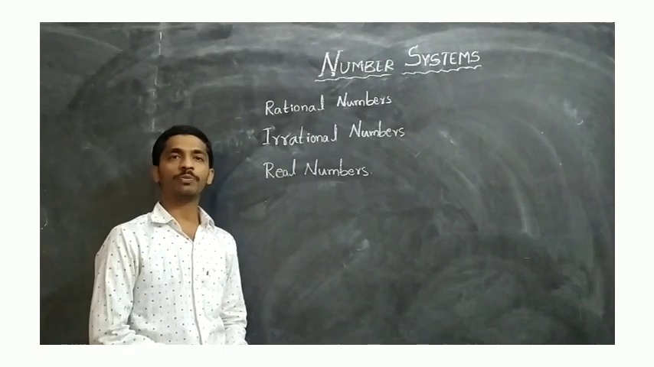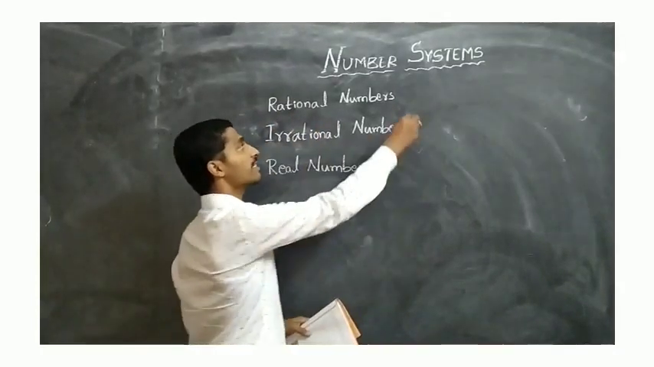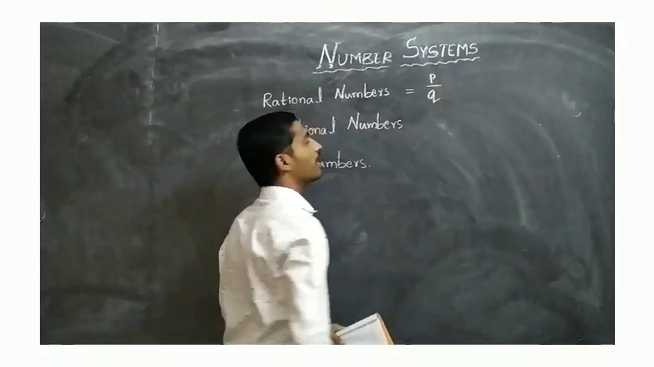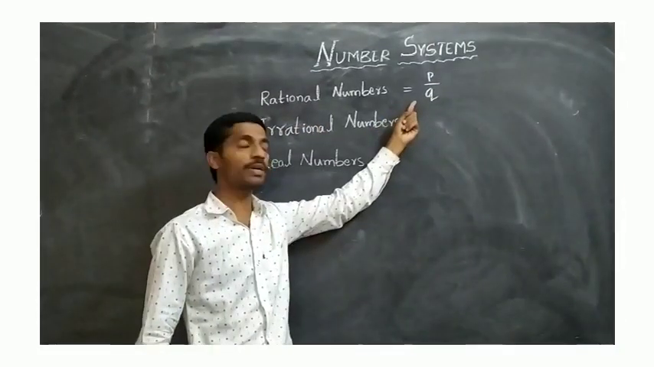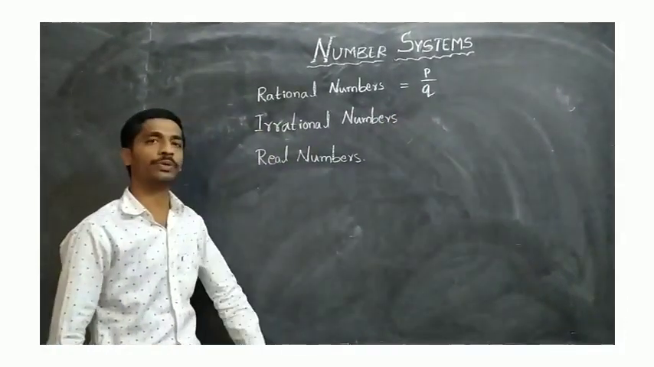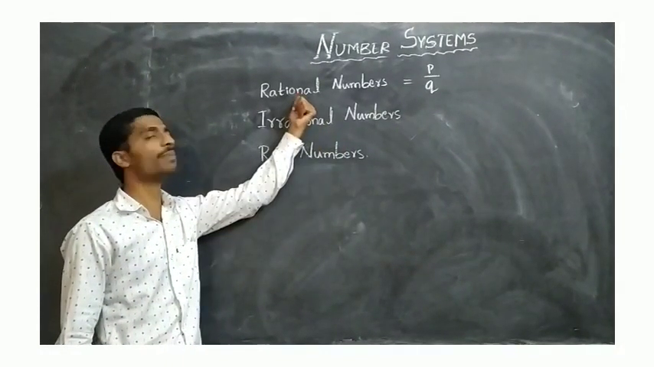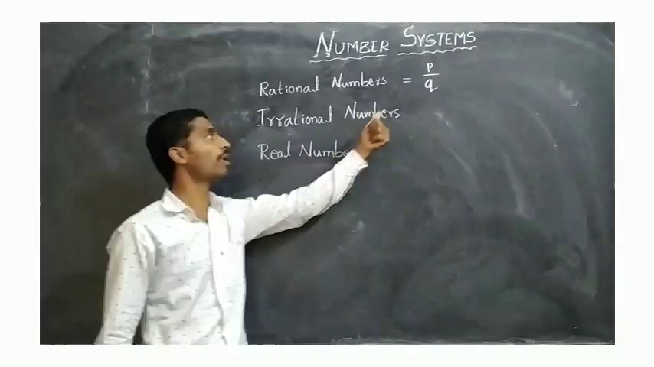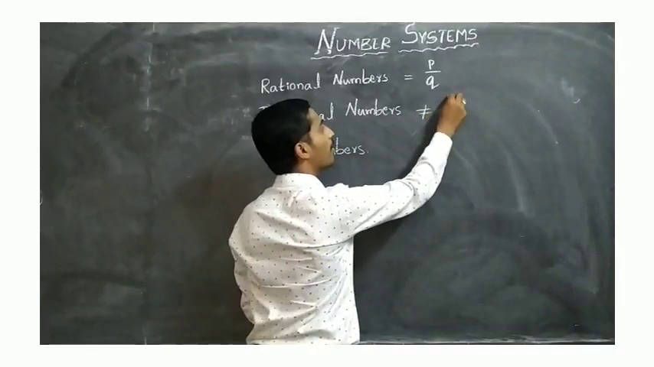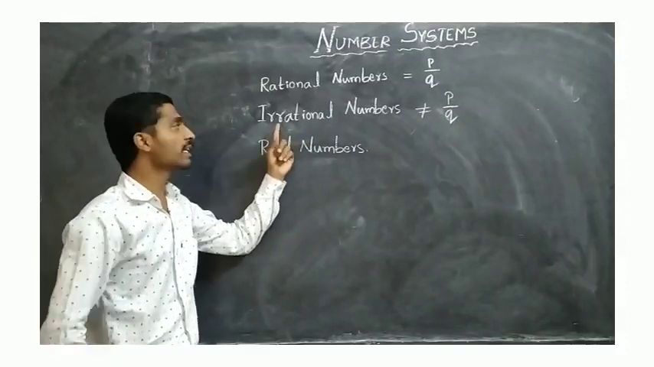Hello students, in our first video we understood about rational numbers. What is a rational number? It is in the form of p by q. So it may be a natural number, a whole number, or an integer. Now in this video we are going to learn about irrational numbers. An irrational number is the reverse of a rational number, which is not in the form of p by q. So those numbers which we cannot write in the form of p by q, we call them irrational numbers.